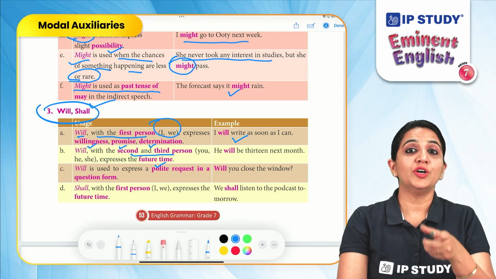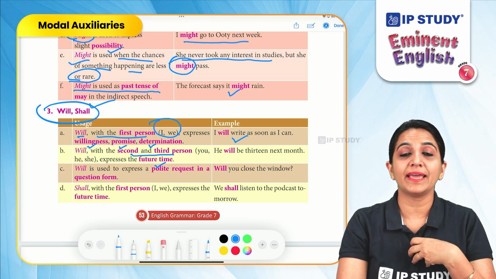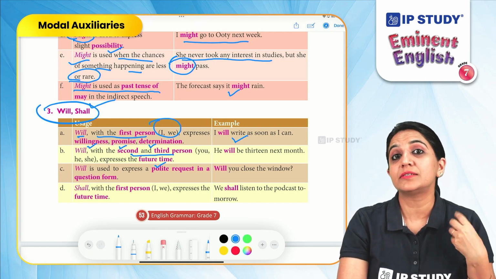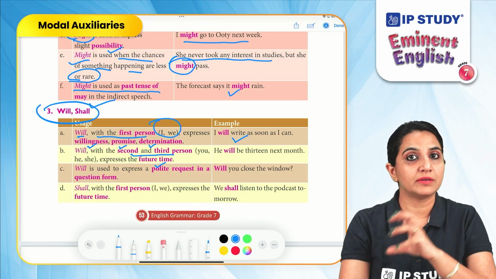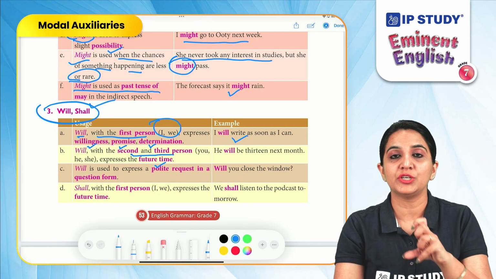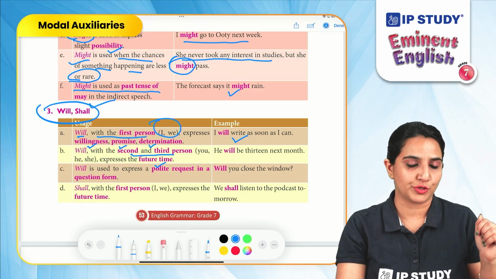So whenever you use will with the first person, means I or we, that expresses determination or willingness to do something. But when we use will with the second person, like you, he, she, that means something that is going to happen in the future.